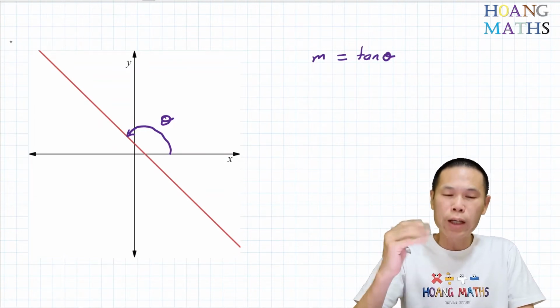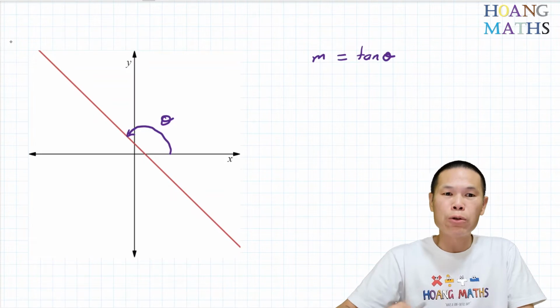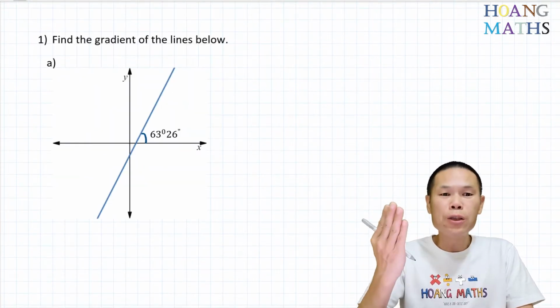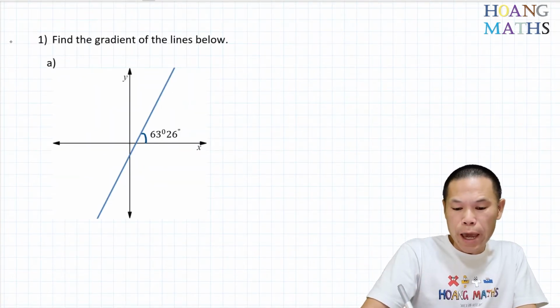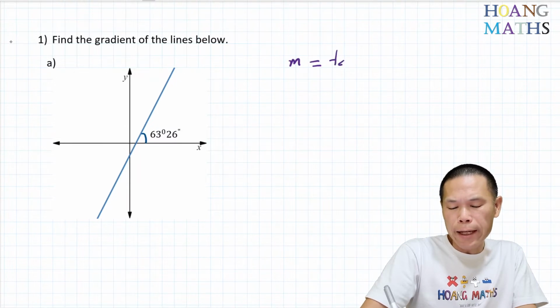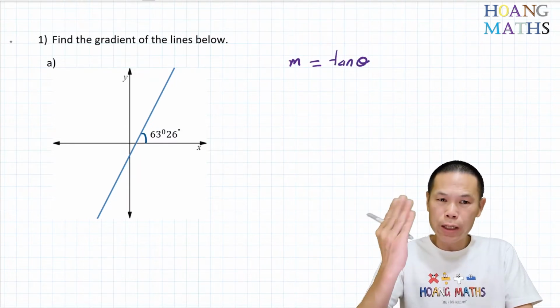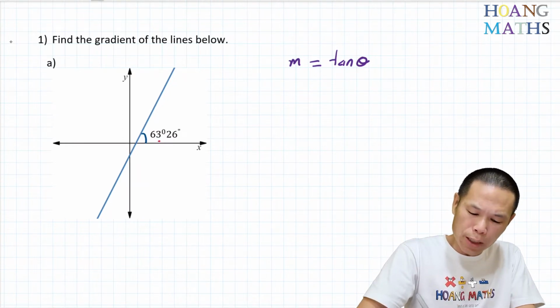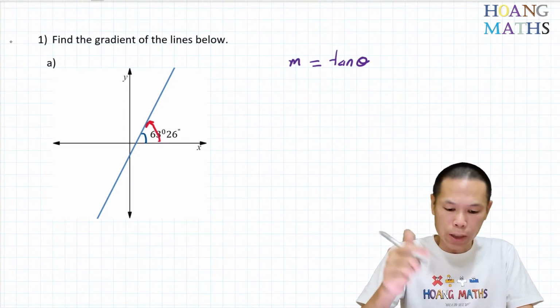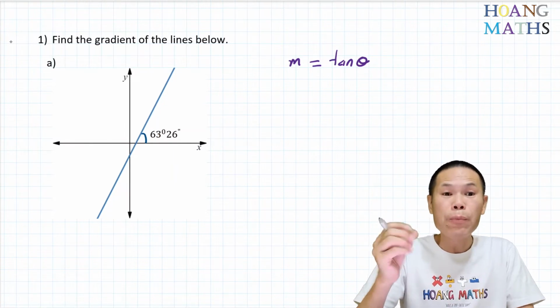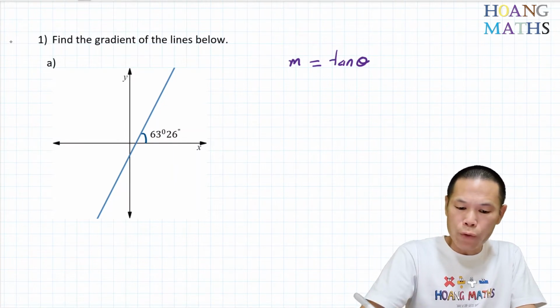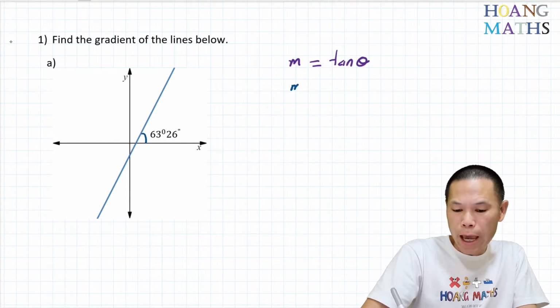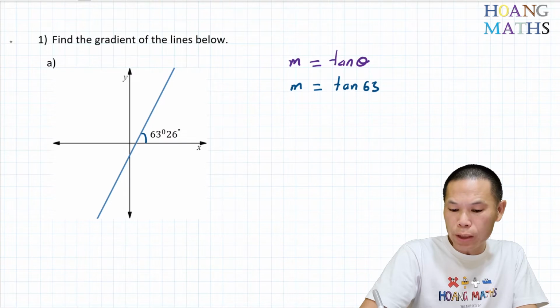Let me go through a couple of examples and you will know how to do it. First one. We know that m is equal to tan of theta, where theta is the angle of inclination. From here to here is the inclination, and that is 63 degrees and 26 minutes. Therefore, to find the gradient, m is equal to tan of 63 degrees and 26 minutes.